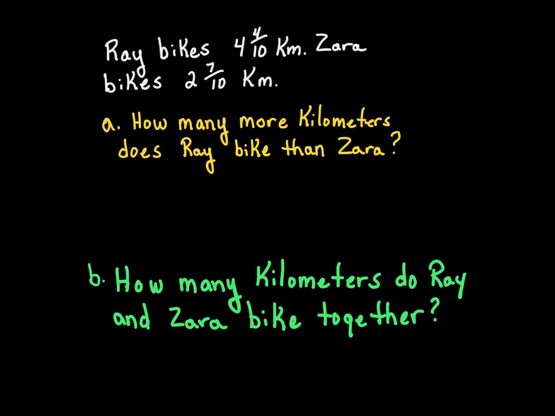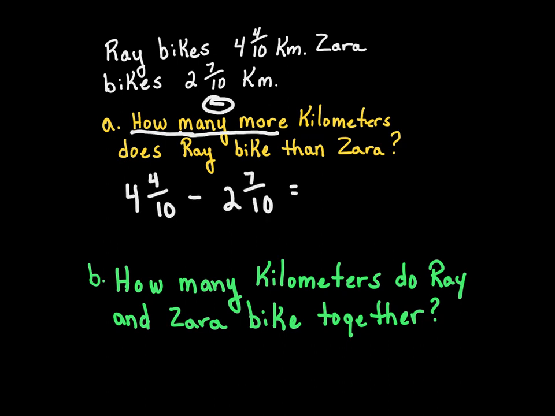Ray bikes 4 4/10 kilometers. Zara bikes 2 7/10 kilometers. So by using this small word problem, we're going to have 2 parts, questions to help break this down. How many more kilometers does Ray bike than Zara? Well, remember, with this part right here, how many more? We know that means subtraction. So we're going to take 4 4/10, and we're going to subtract 2 7/10.